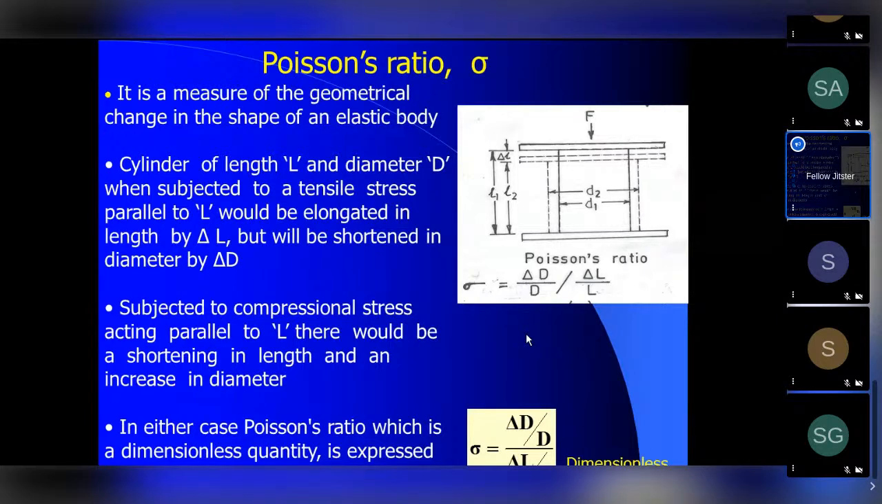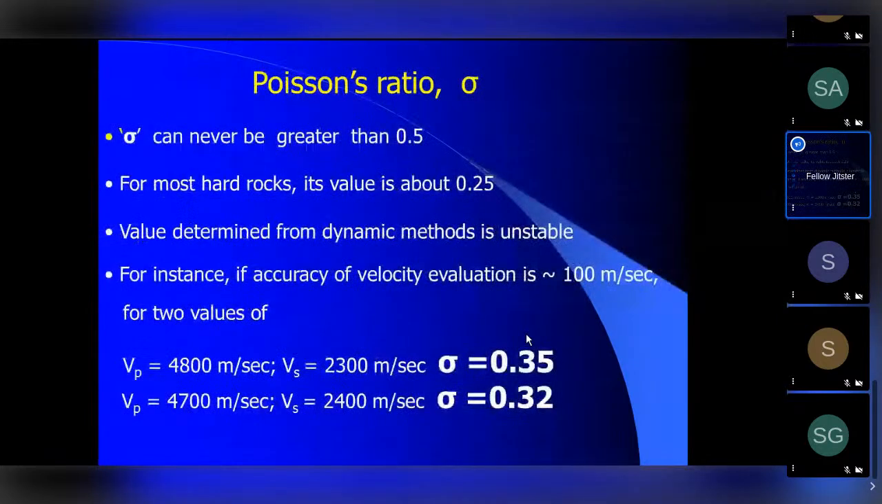Okay, let's see. Now you can see that sigma can never be greater than 0.5. You have to remember that sigma can never be greater than 0.5. For most hard rocks, its value is about 0.25. Value determined from the dynamic method is unstable. Now, what is the method? You must be thinking, what is dynamic? The dynamic is the seismic. I told you the seismic method works at very low strain levels, right? 10 to the power minus 5 or 10 to the power minus 6. So they are called the dynamic method.